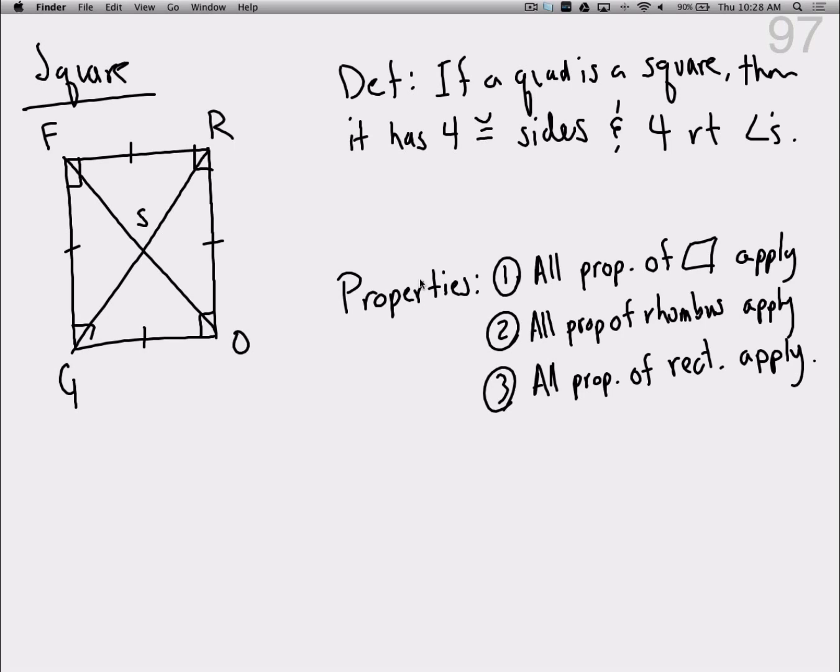The diagonals bisect the vertex angles. And in fact, how big are all those angles? 45, good, because they're bisected by the diagonals. Diagonals are congruent, they're perpendicular. All that other stuff is covered. Is there anything that's true about that puppy that's not covered in these 3 statements? Are we good? Okay. Excellent.